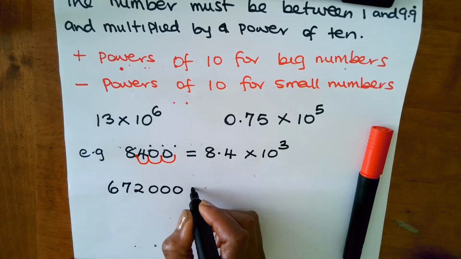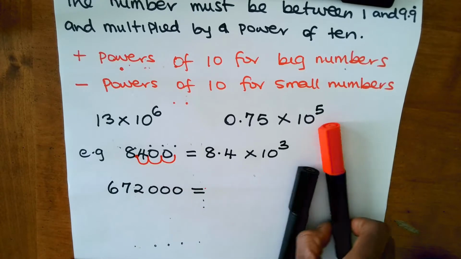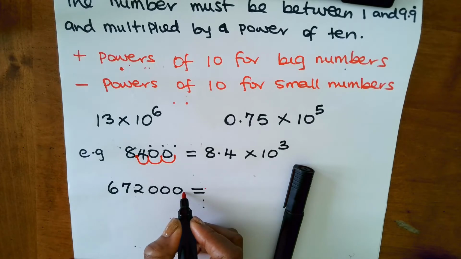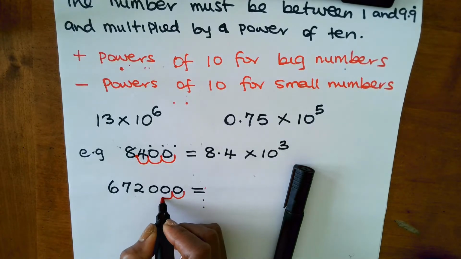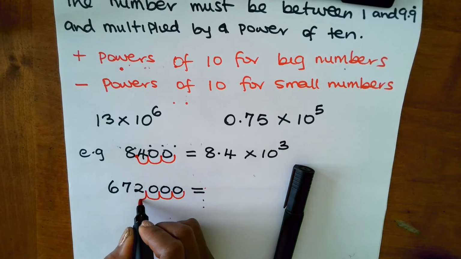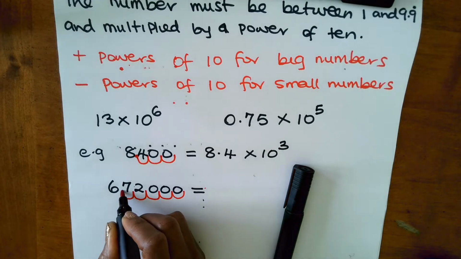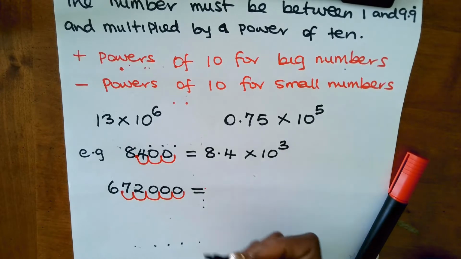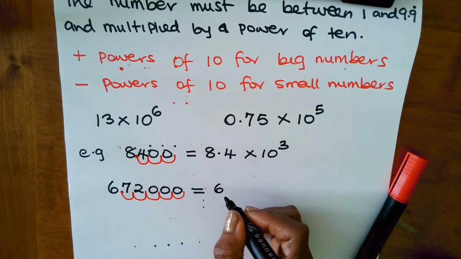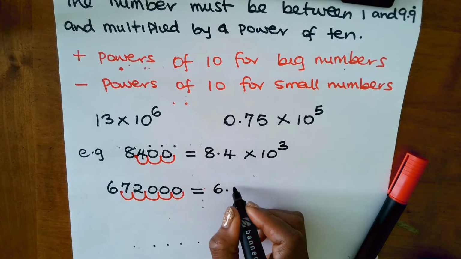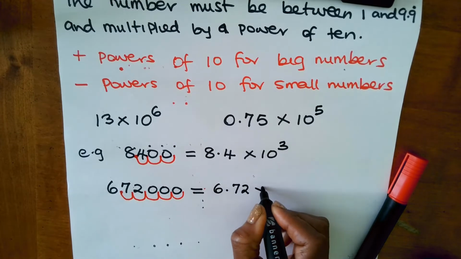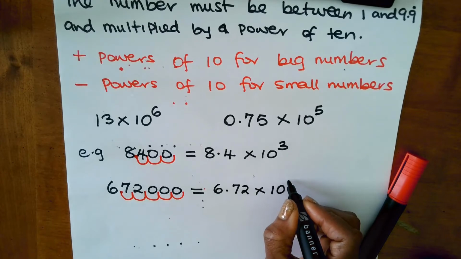Now we'll give another example, 67,200. If I'm doing this, I'll assume my decimal point is at the end of the 0, so I have to go backwards again and count how many times, and that will be how I put my answer in standard form. So 1, 2, 3, 4, and 5. Now I can see putting my decimal point in between 6 and 7 will make my number between 1 and 9.9. So this will be 6.72 multiplied by 10 all raised to the power of 5.